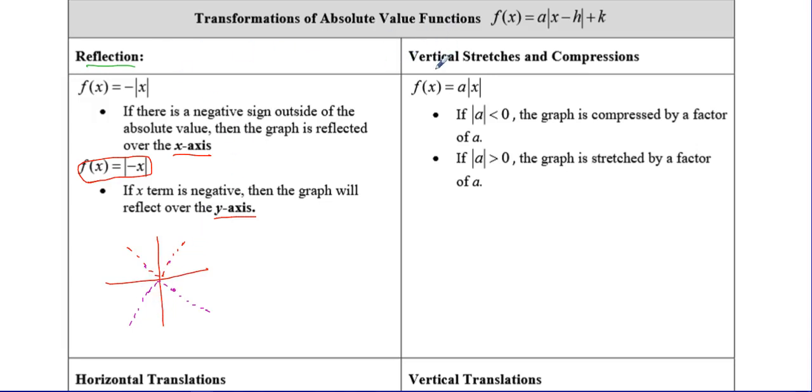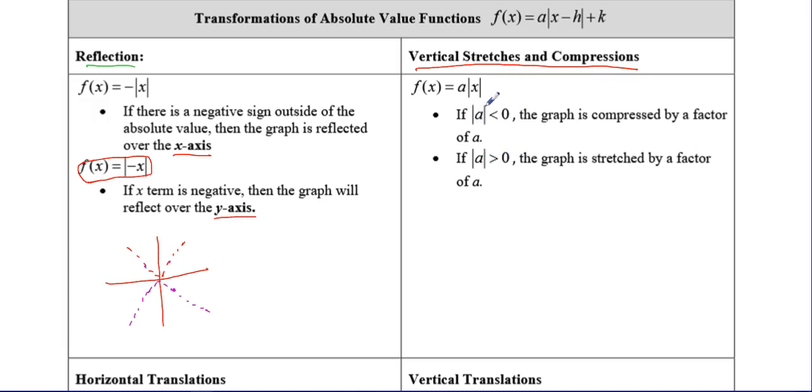All right. The second type of transformation we're going to make are stretches and compressions. And that all has to do with the number that's outside in the front that's being multiplied. So a vertical stretch or a vertical compression is all about multiplying the absolute value. Because it's a multiplier, we can either compress or stretch depending on if that number is less than 0 or if that number is greater than 0.